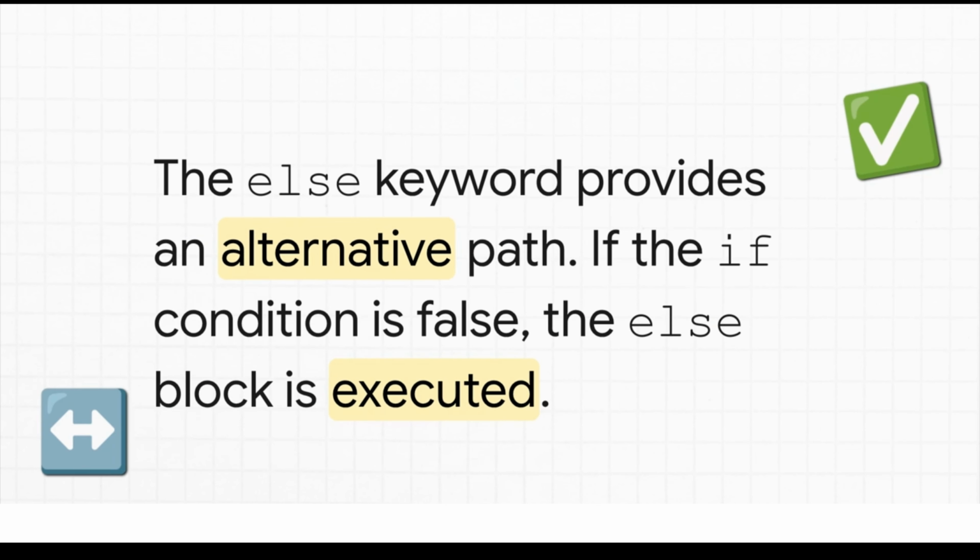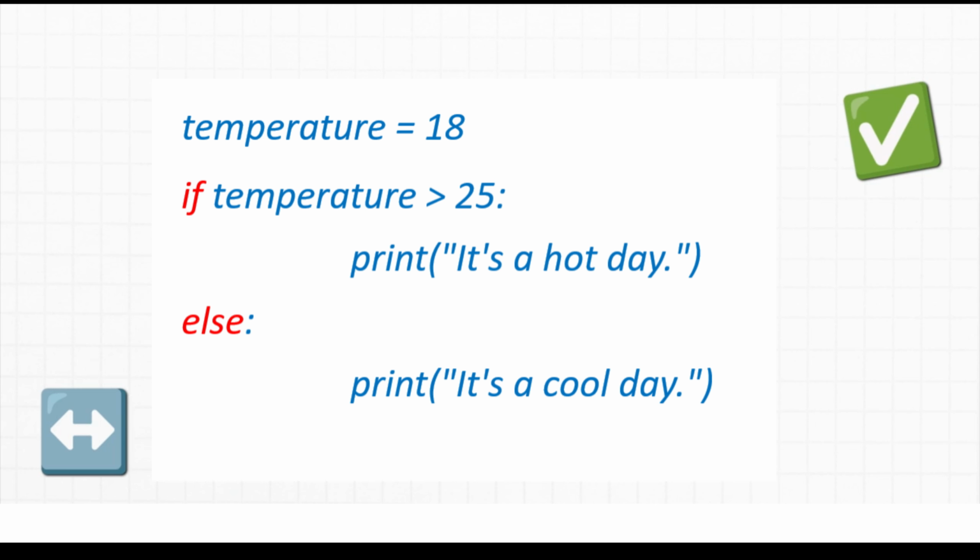But what if you want something to happen when the condition is false? We don't want our code to just do nothing, right? That's where else comes into the picture. So here, the temperature is 18. Python asks, is 18 greater than 25? Nope. The if part fails, so the code just skips that first block and jumps directly down to the else part, printing, it's a cool day. It's literally a fork in the road for your code. One path if it's true, and another if it's false.